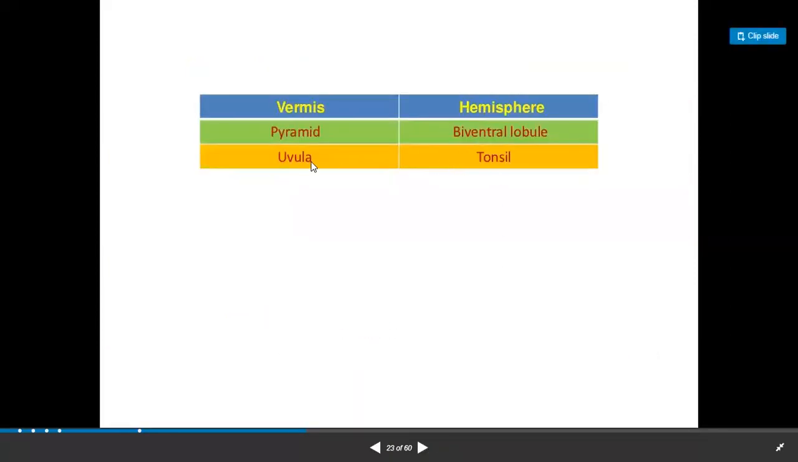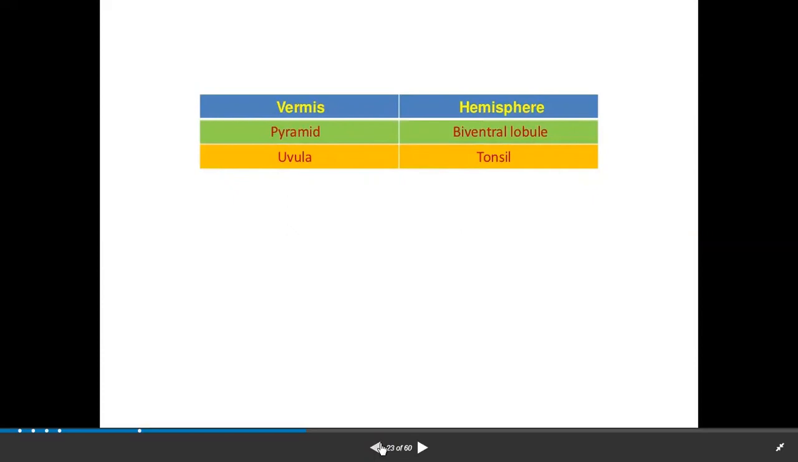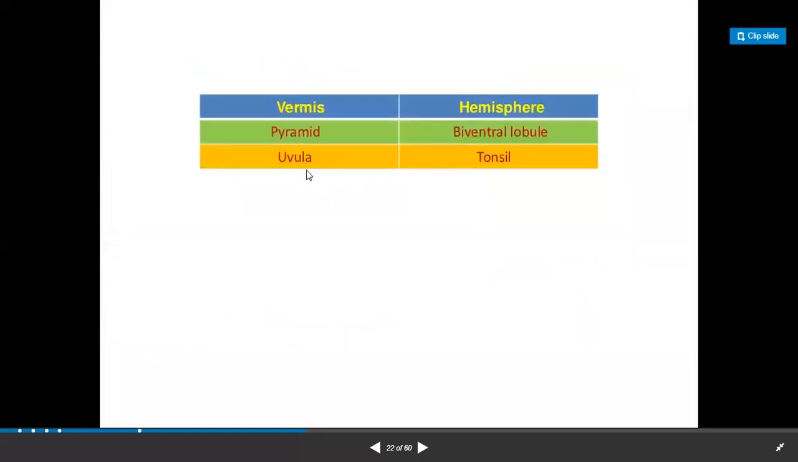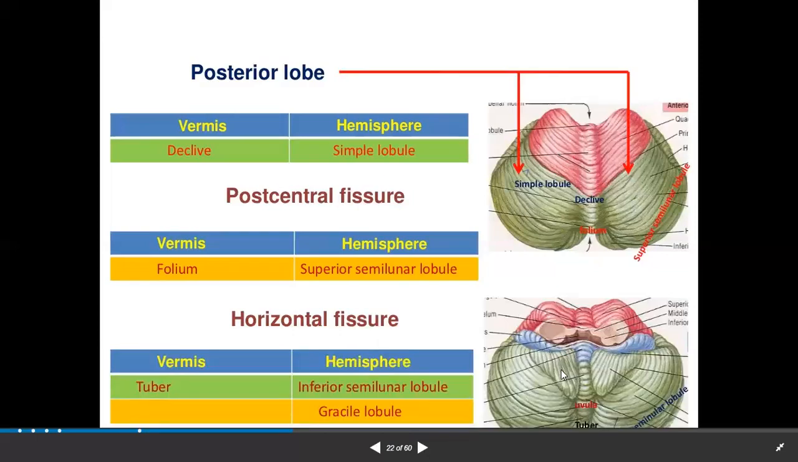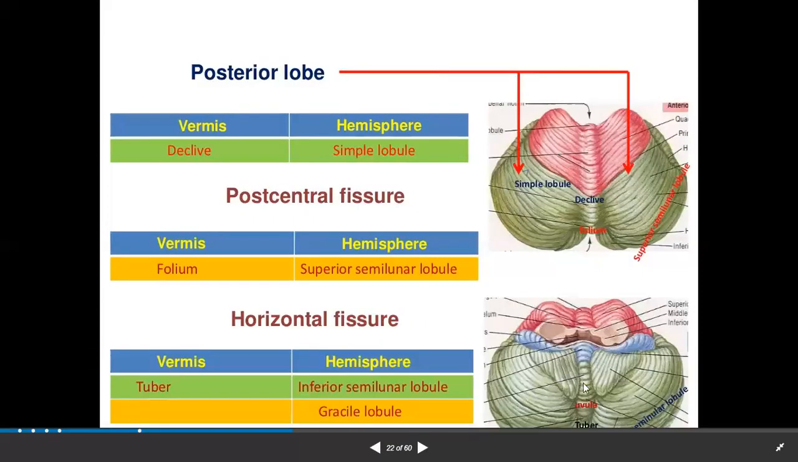So the other subdivisions of vermis, we have pyramid and uvula. Pyramid is in communication with biventral lobule. Okay. So pyramid will be in communication with biventral lobule and uvula will be in communication with tonsil. Okay, this is tonsil. Here we will get the uvula, and here we will have pyramid, and the biventral lobule.